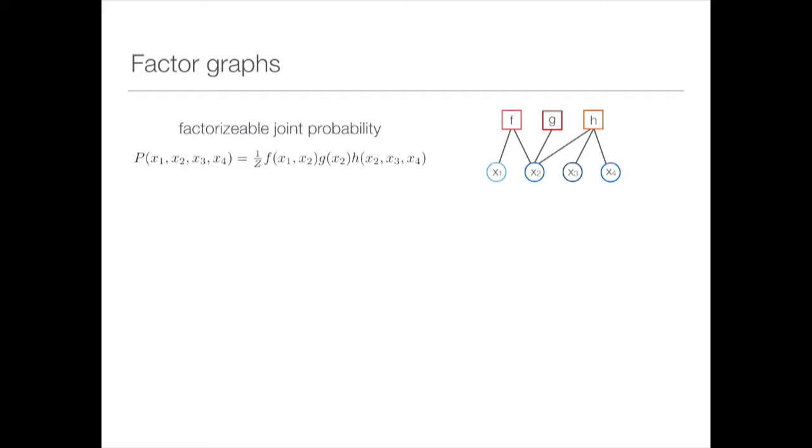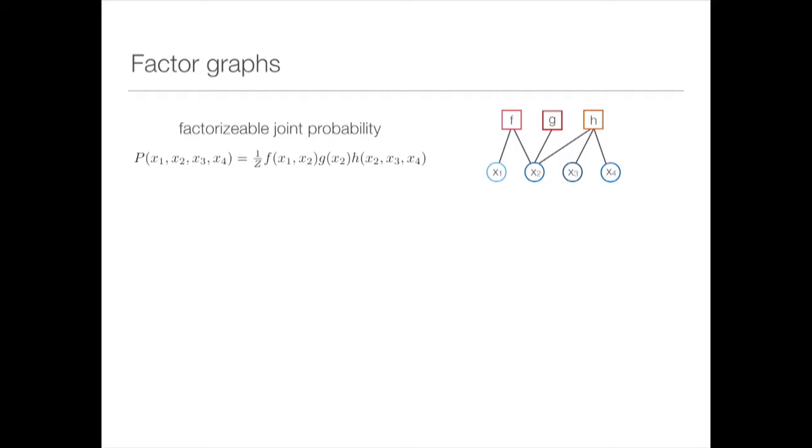So now our linear codes have nice factorized properties. Let's just consider an arbitrary probability distribution P. We have four variables, say, and suppose it factorizes in this way. We can describe this with this graph. Here are the variables, and here are the different factors, and you connect the variables to the factors if they show up in the function.